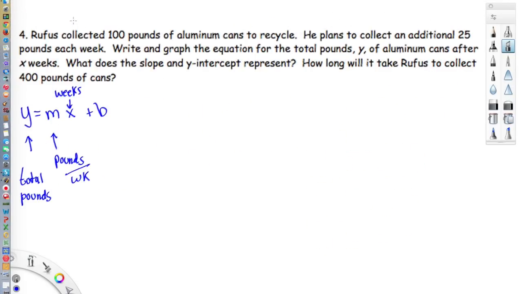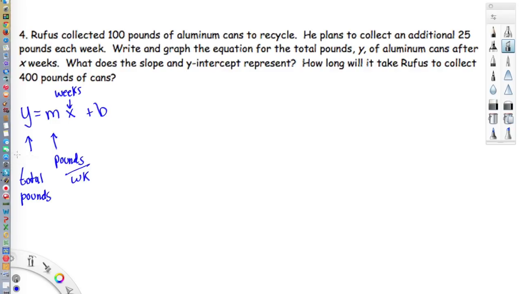Let's take a look at number 4. It says, Rufus collected 100 pounds of aluminum cans to recycle. He plans to collect an additional 25 pounds each week. Write and graph the equation for the total pounds y of aluminum cans after x number of weeks. What does the slope and y-intercept represent, and how long will it take for Rufus to collect 400 pounds of cans?